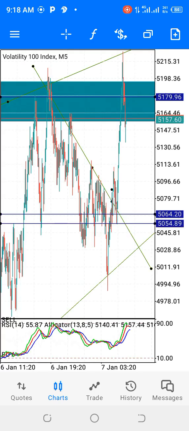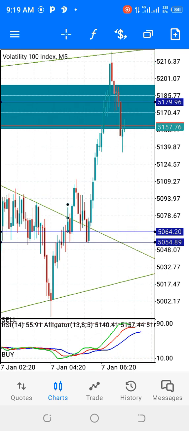Let's get to M5. This is what we find on M5. This particular trend line is exactly the same. All right, time frame codes. Look at the candle that broke the trend line. It's this. We blended it, and the retest was simply within that particular zone.